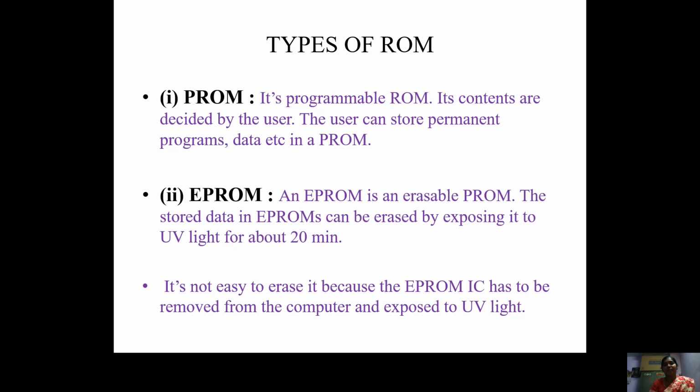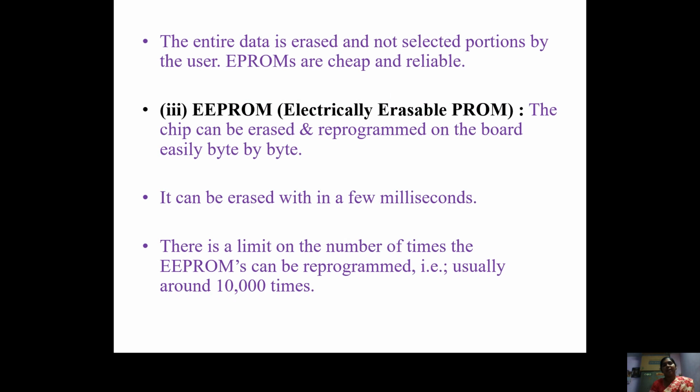And coming to another point, the entire data is erased and not selected portions by the user. EPROMs are cheap and reliable. So if we want to delete the data from an EPROM, the entire data should be deleted, and it is not possible to select a portion of data. Whatever content we have stored in the EPROM must be erased using UV light. Otherwise, it is not possible to select which type of data should be deleted.